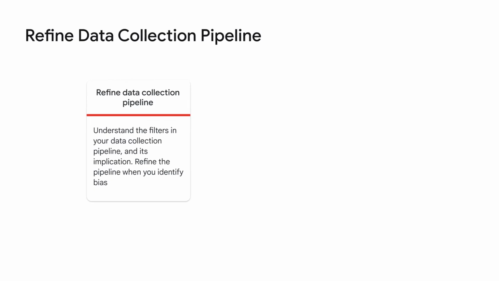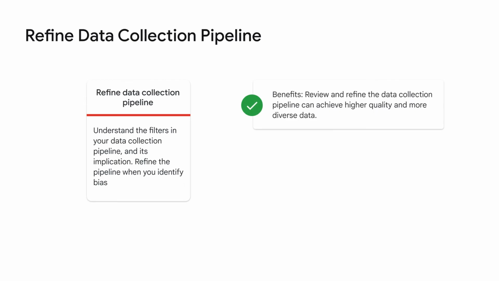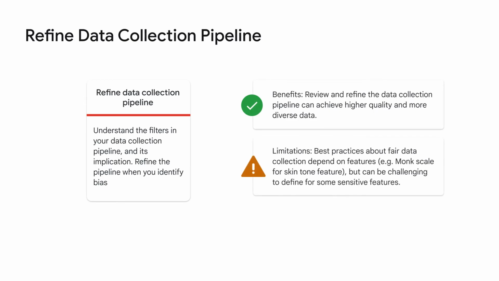First, review and refine the pipeline when you identify bias in your data. When there are filters to include or exclude data in your data collection pipeline, ensure that you think through the implications of what is being filtered in or out, both intended and unintended. Every time you add a filter to your data, you heavily bias it in some way. Refining the pipeline can help achieve higher quality and more diverse data. There are also limitations on refining the pipeline.